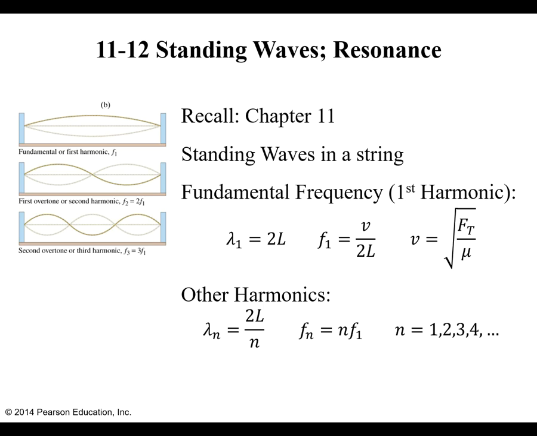Then you have the second and third harmonics pictured here. Second harmonic meaning there are 2 antinodes, and the third harmonic meaning there are 3 antinodes. And you find the wavelength of the nth harmonic by taking 2L divided by n. And the frequency of the nth harmonic would be n times the fundamental. And n would be any number 1, 2, 3, 4, and so on. Any whole number integer. Okay, so that was stuff that we learned back in chapter 11.